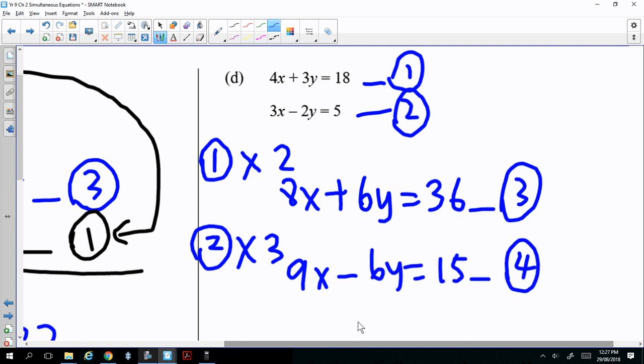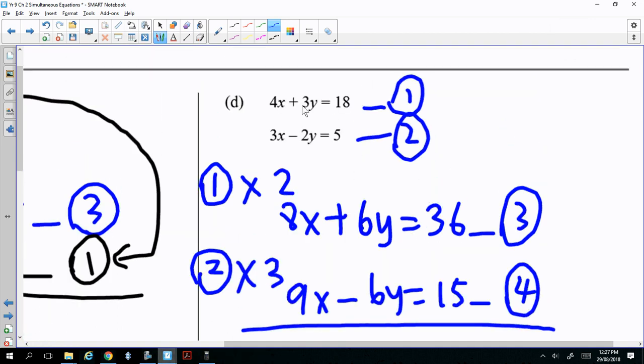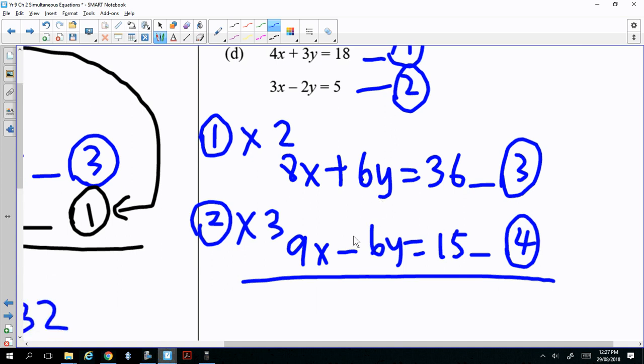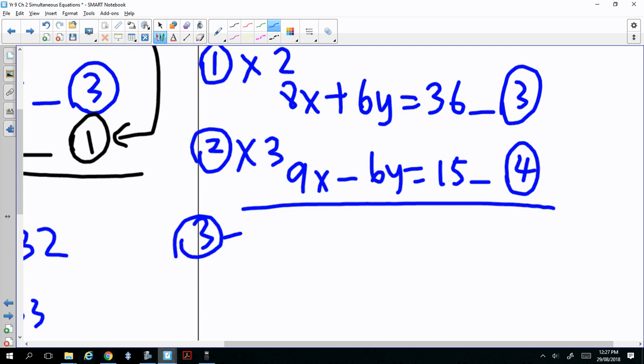Okay, now can you see it's like the lowest common denominator. If I times this by 2, times this by 3, can you see they are the same now? When they're the same but opposite in sign, do we add or subtract? Add. Let's add them. So you go 3 plus 4. 8x plus 9x, 6y plus negative 6y.